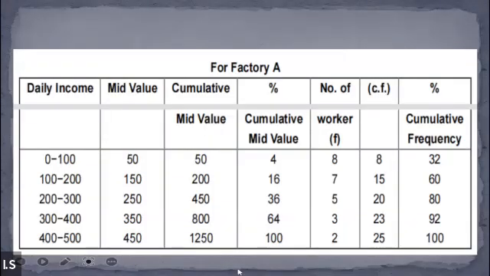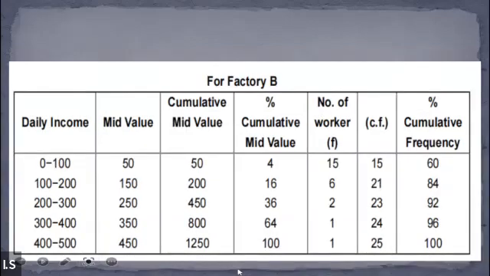So what we will be doing, we will first find out the mid value of the daily income, then we will convert the incomes into cumulative mid values. Then from the cumulative mid value, we will find out the percentage of the income. Getting my point? Then again, we will find out the cumulative frequency of the workers, then we will find out the percentage of the workers. And this is for factory A.